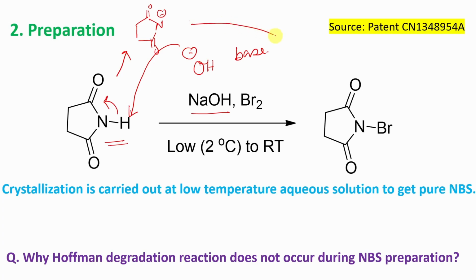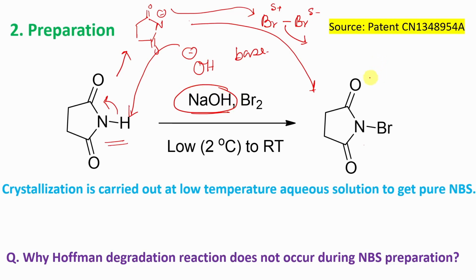In the second phase, what happened? It reacts with bromine, because we know bromine can be polarized into delta plus, delta minus, and this delta plus part is attacked by this nitrogen anion, which acts here as a nucleophile. So it will open up and finally produce this N-Br, and obviously HBr, the other part, which in the presence of NaOH will be converted into salt and water.